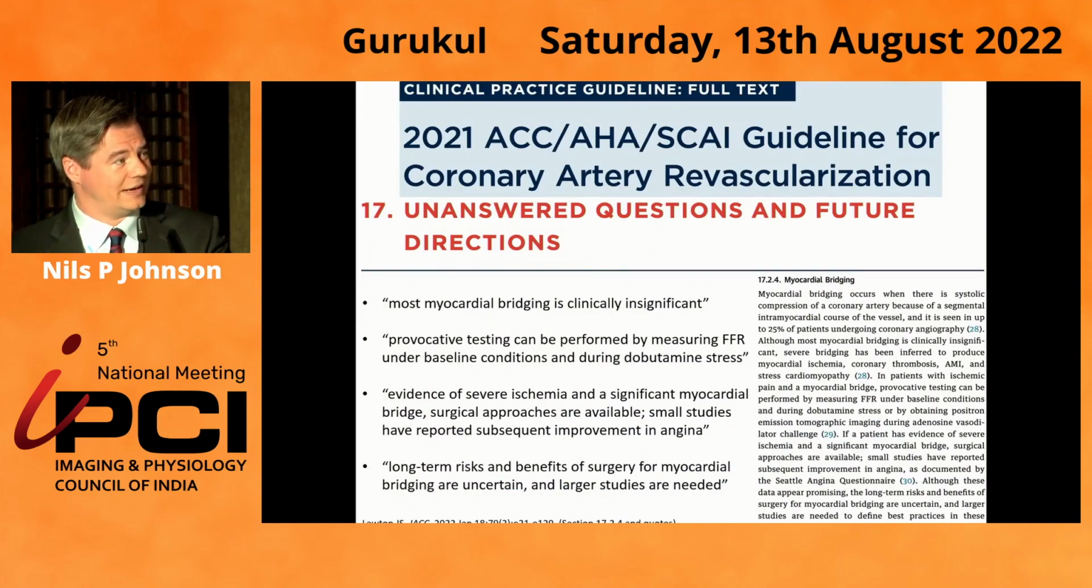The guidelines actually highlight this scenario as one of these unanswered questions for the future. You can see here some of the quotes that they say that really there's a lot of uncertainty here. And I want to conclude by emphasizing the top quote, which is that most myocardial bridging is clinically insignificant.